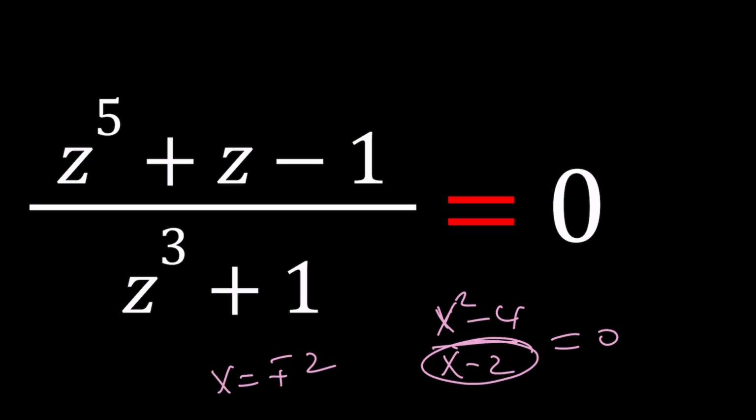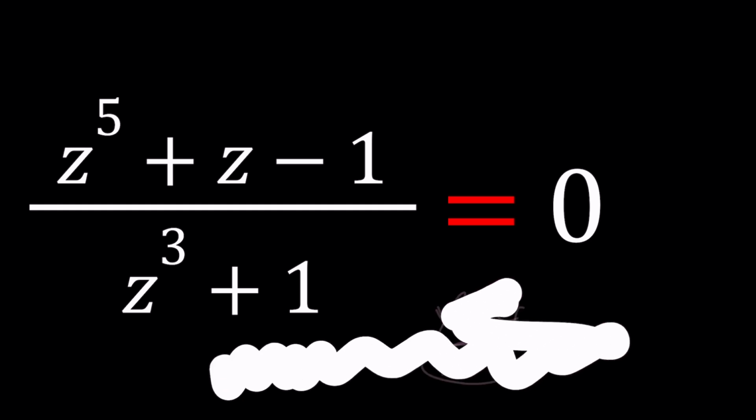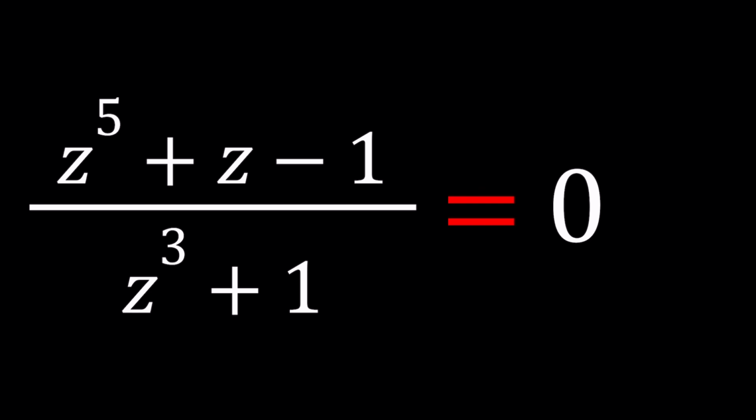But the million-dollar question is, are there any z values that make the denominator 0 while making the numerator 0? Or at least, making both of them 0 at the same time? That's a good question. And that's what we're going to try to answer first, because that's critical. Okay? So stay tuned, because we're going to be doing lots of fun.